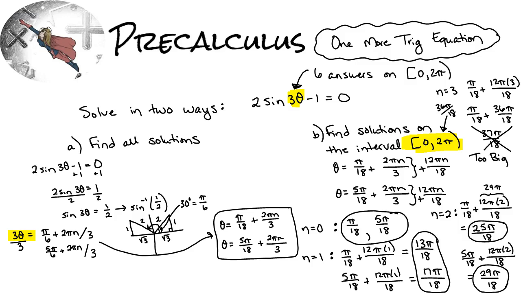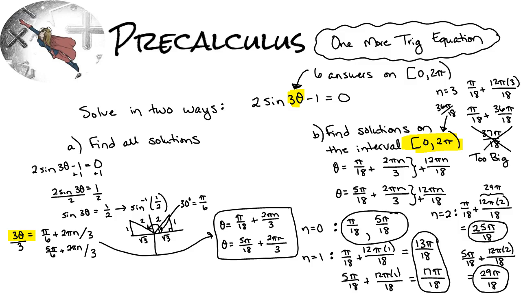So we know that we've done all of the n values that we could. n equals 0, n equals 1, n equals 2. They all gave us legitimate answers that were between 0 and 2 pi, and that's everything. Plus on top of the fact that you can expect at the beginning of the problem that you would have 6 total answers for part B.